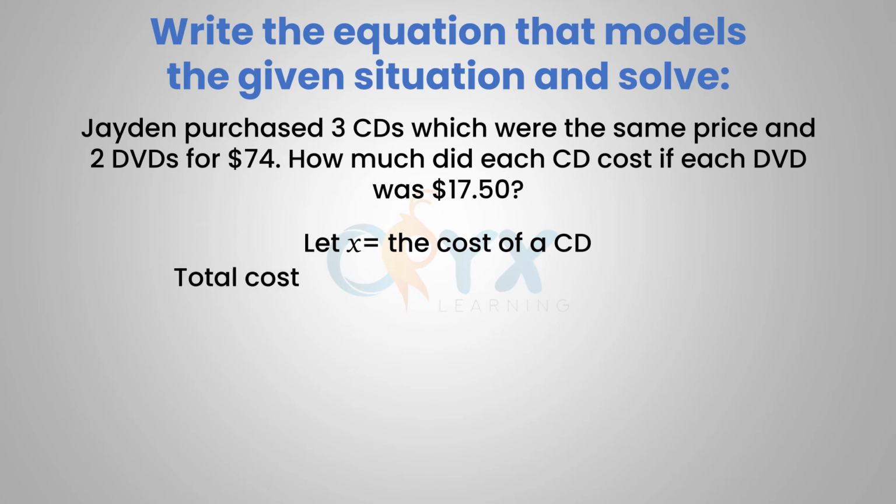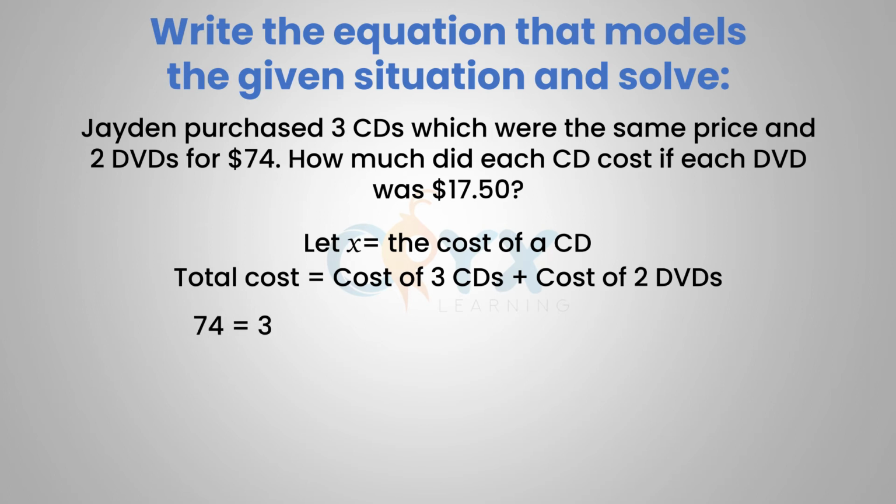So the total cost equals the cost of the 3 CDs plus the cost of the 2 DVDs, making my equation $74 equals 3x plus 2 times $17.50, the cost of the DVDs. Simplifying, we can get 74 equals 3x plus 35, since 2 times $17.50 is 35.